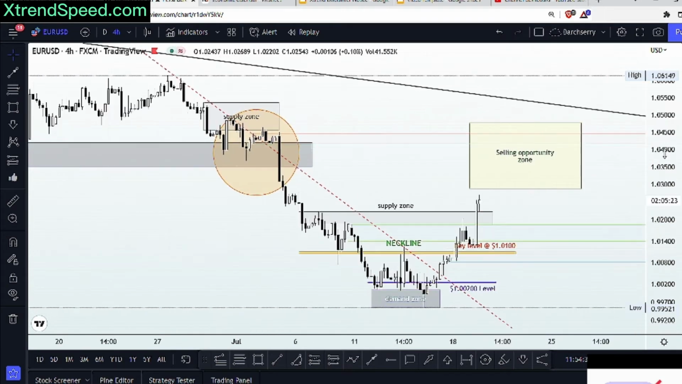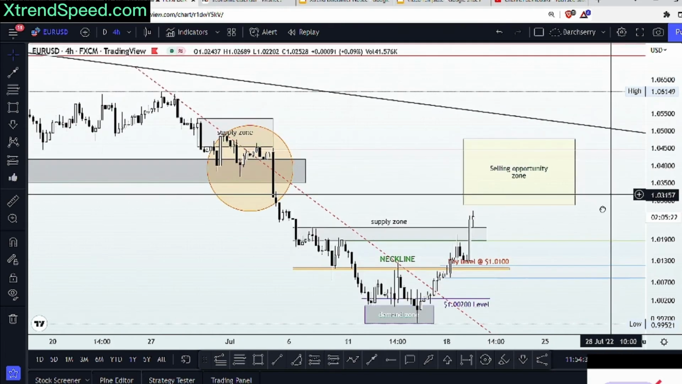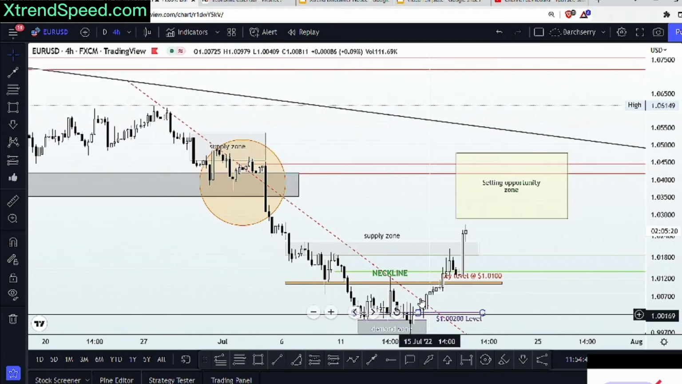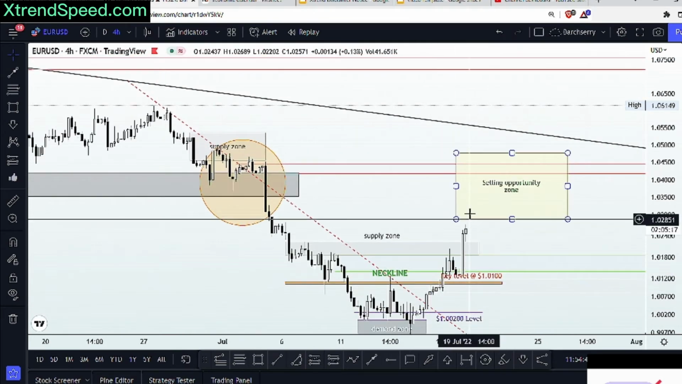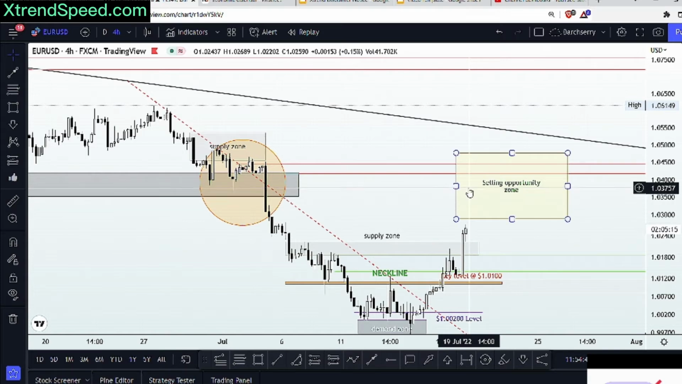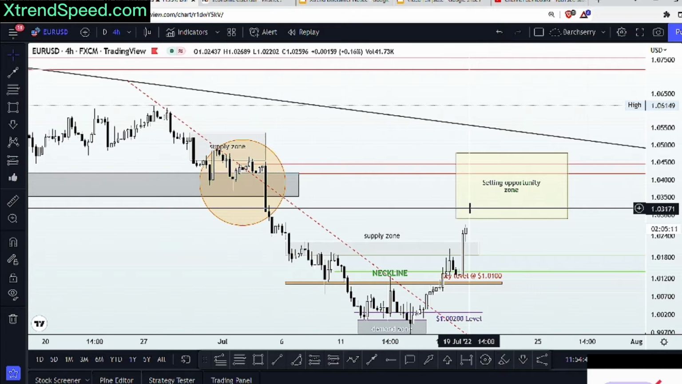One thing we want to be looking out for is this. If you are taking advantage of that bullish potential from this point, you might want to extend your take profit target a little bit into the selling opportunity zone, if we are here, to take your profit.